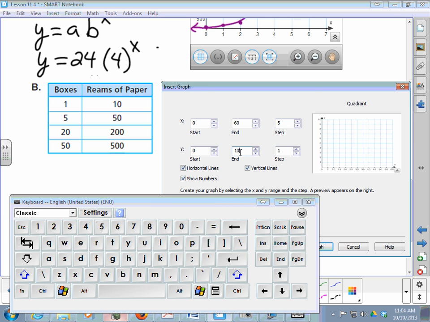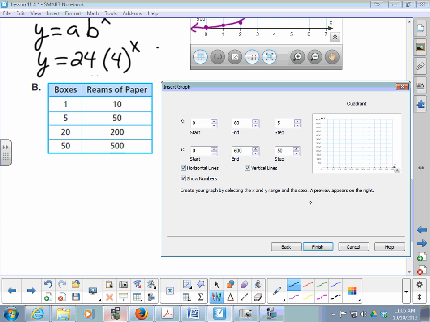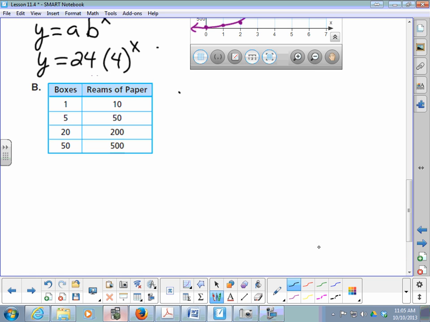How about our ending value for our reams of paper, which is the y values? We need to go above that, so let's go to 600 there. And how about our step? Let's go by 50, so 600. Yep, okay, all right.